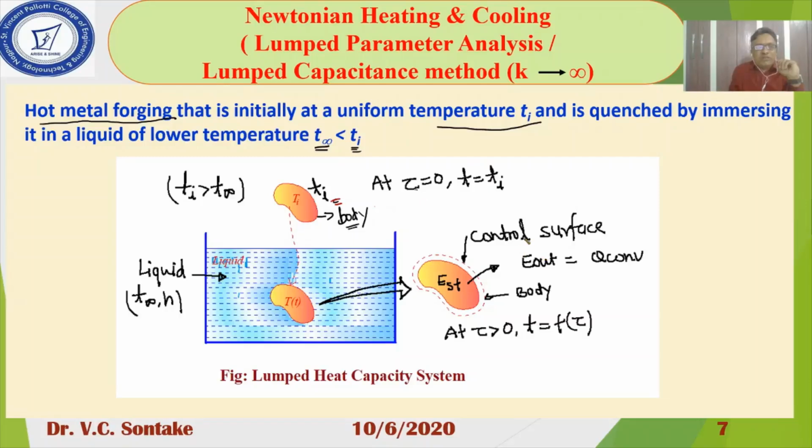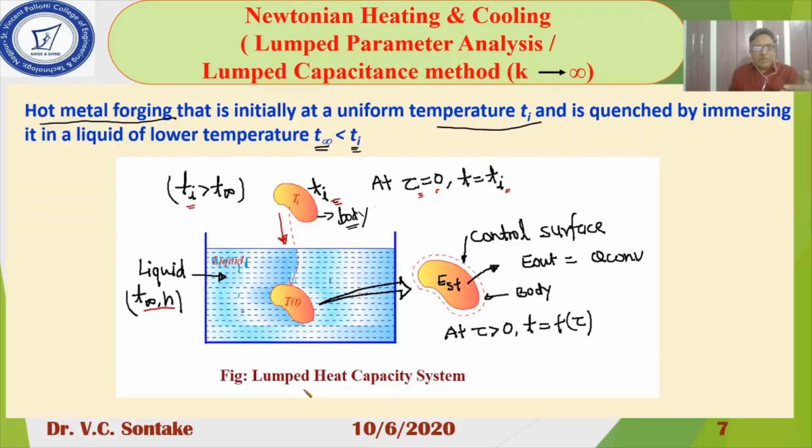So what will be the boundary condition? At tau equal to 0, that is initially, the temperature of this body is Ti. Ti is greater than T infinity. This is the liquid whose temperature is T infinity, and the convective heat transfer coefficient is h. Now let's say this hot metal forging is immersed into this liquid. So what is happening? The hot metal forging at temperature Ti is immersed into the liquid at temperature T infinity.